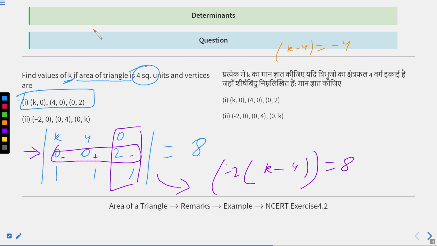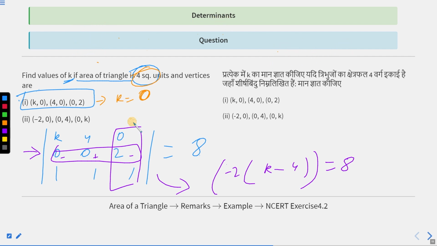Let us also verify. If k is 0, the determinant has rows 0 4 0, 0 0 2, 1 1 1. Now evaluate this determinant by expanding through it. I'm just doing it quickly. As you can see, this will be 8, and 8 divided by 2 indeed gives your answer as 4 square units. So the k value in this case will be 0. Simple, easy to do. Now let us move to the second part of this question.